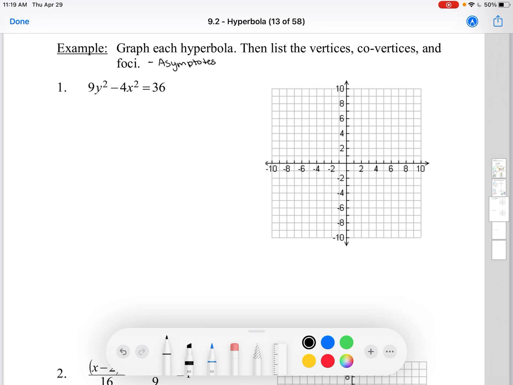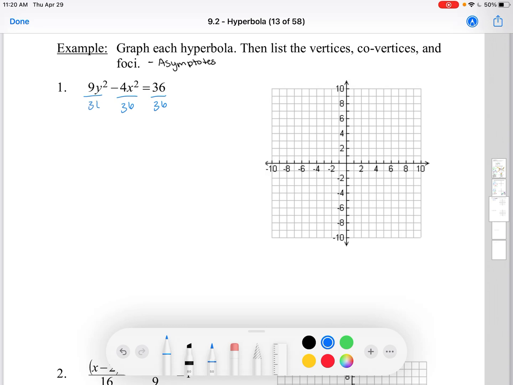Just because that is a key feature of a hyperbola, so if you see the word asymptote later on, that will tell you, hey, I'm working with a hyperbola. To get started on this problem, 9y squared minus 4x squared equals 36. Again, my features of a hyperbola tell me they have to equal 1. So right now it does not equal 1. That doesn't mean I stop. That means I try to get it to equal a 1.